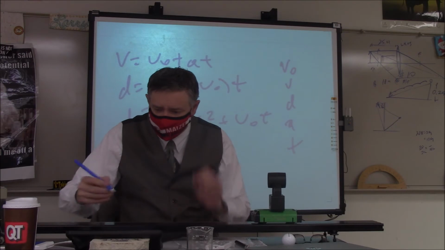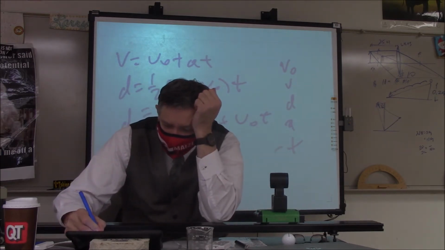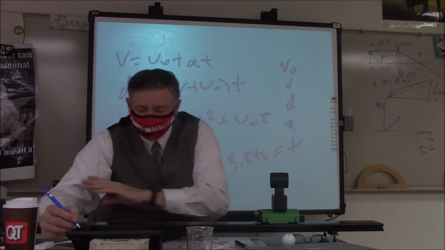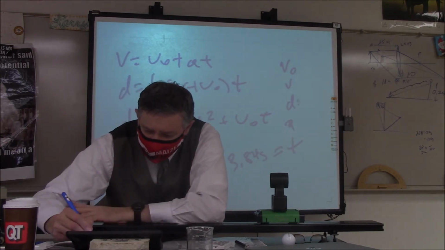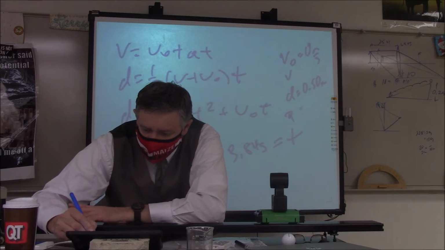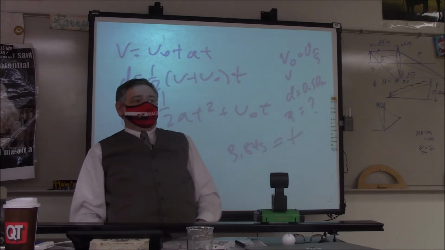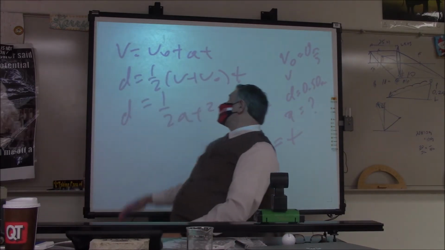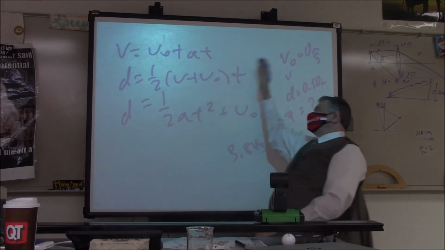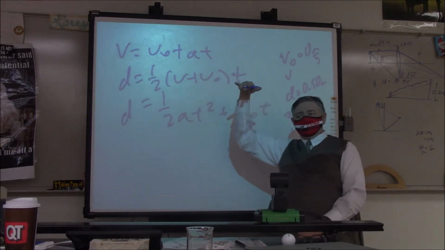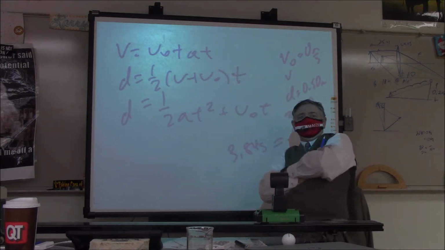So how much time did it take? 3.84 seconds, okay? So we had a distance of 0.50 meters. We had an initial velocity of 0. And we don't know the acceleration. Okay, so Karen, which of these three equations do I want to choose then to find the acceleration of the cart?